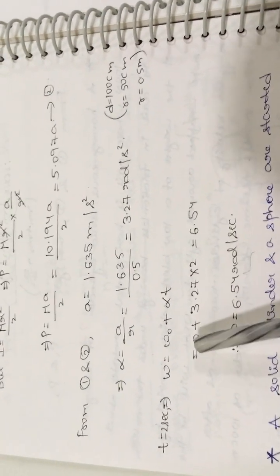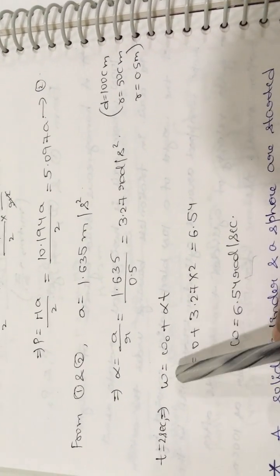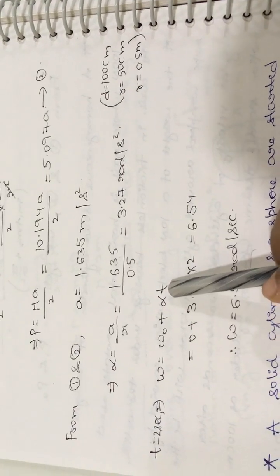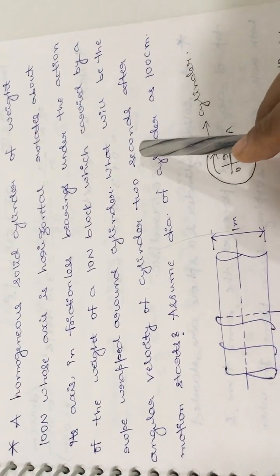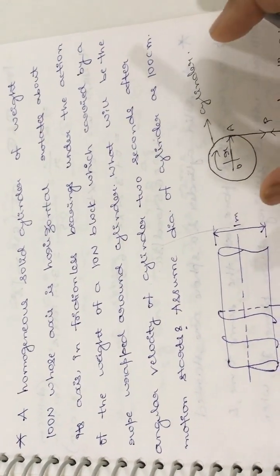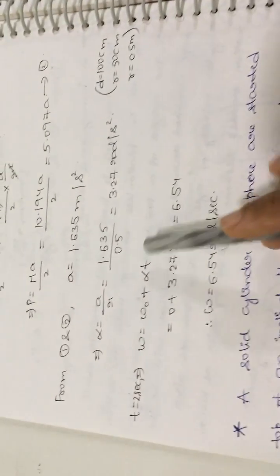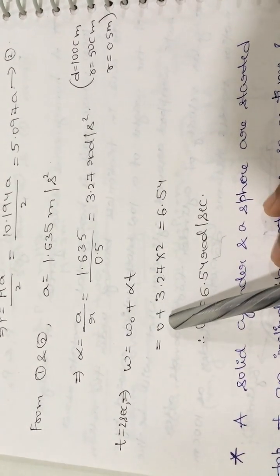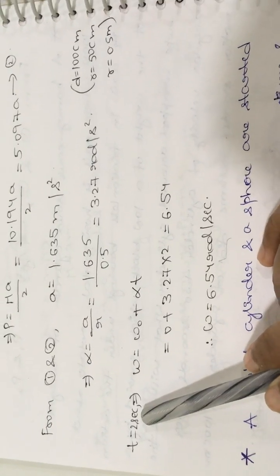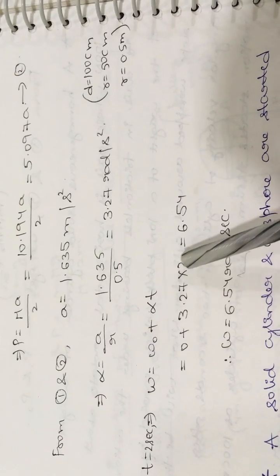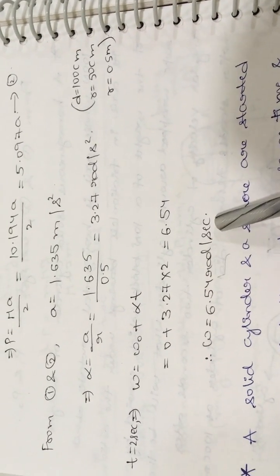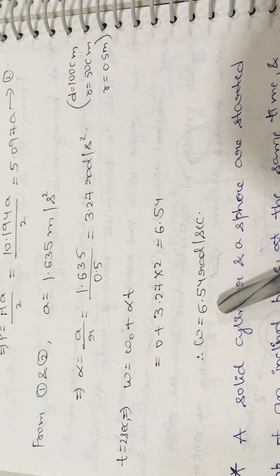Now according to angular motion, omega is equal to omega naught plus alpha t. They are asking us to calculate the omega value, the angular velocity, after 2 seconds. It starts from the rest position, so omega naught will be 0 and the time is 2 seconds. Substitute the alpha value and the time value of 2 seconds, and you will get the angular velocity omega as 6.54 radians per second.